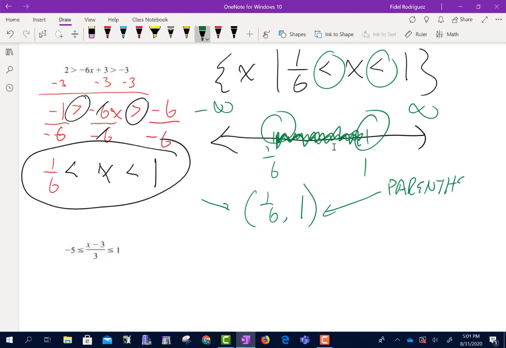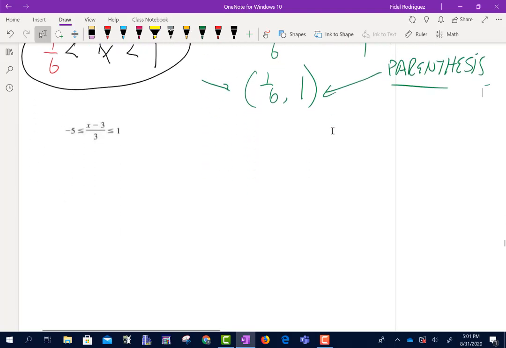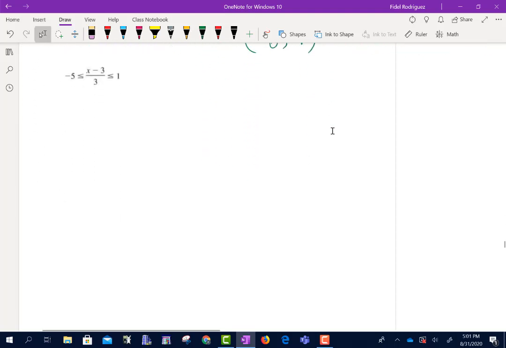And then interval form, interval notation, 1/6 to 1 using parentheses, right? Parenthesis. Because those circles are filled in.